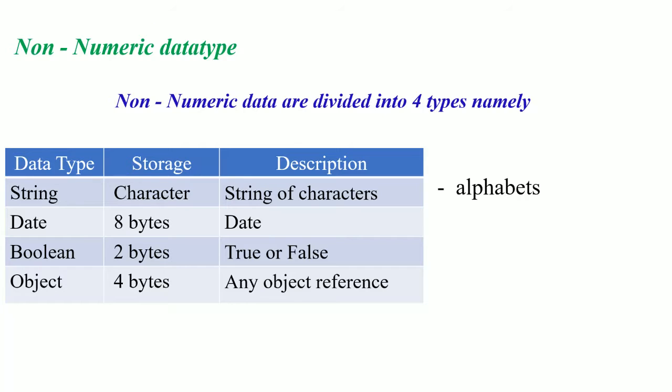Next one is Boolean. If you want to represent conditional statements, where the condition is either positive or negative, either true or false, yes or no, you just use the data type as Boolean. The storage location for Boolean is 2 bytes. And the last one is object. Object is widely used in classes and modules. In higher classes, you will learn the data type as object.